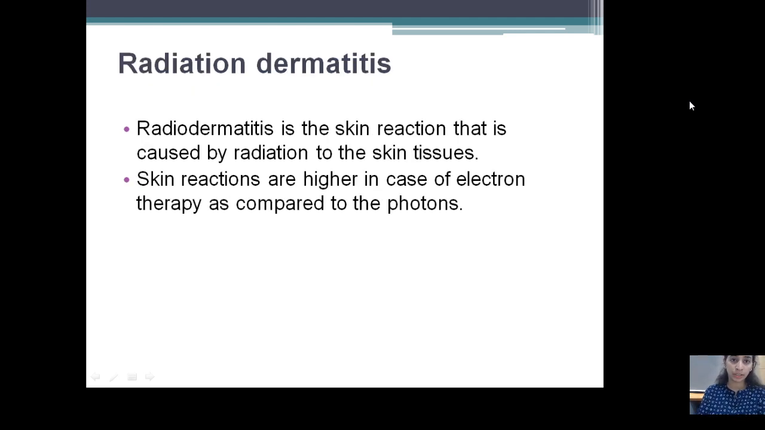And then we have radiation dermatitis. Radiation dermatitis is a skin reaction that is caused by radiation to the skin tissues. Skin reactions are higher in the case of electron therapy as compared to photons. Why is it high? Because photons have the property of skin sparing, because photons go deep into the tissue without affecting the superficial layers of the skin.